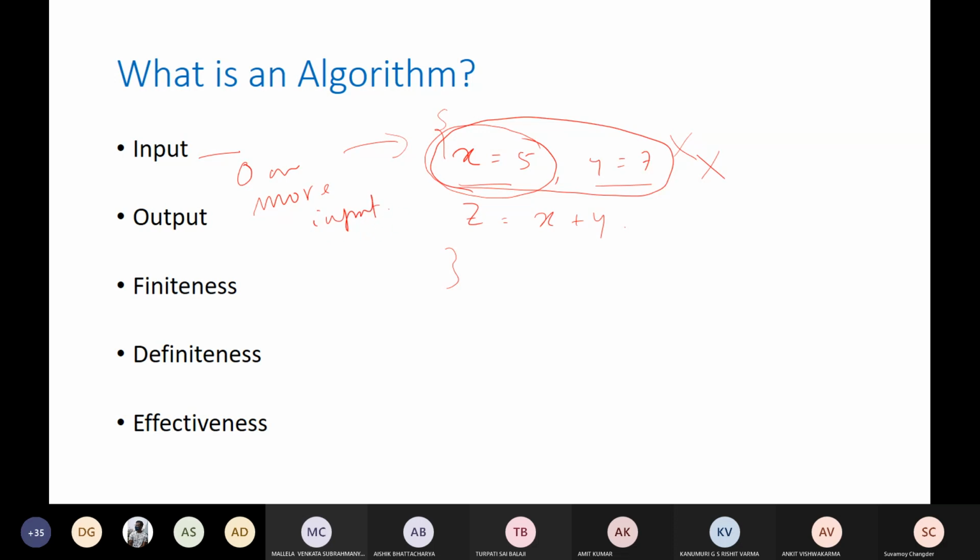Someone can record this. I don't know whether it is getting recorded or not. Yes, it is getting recorded, right?